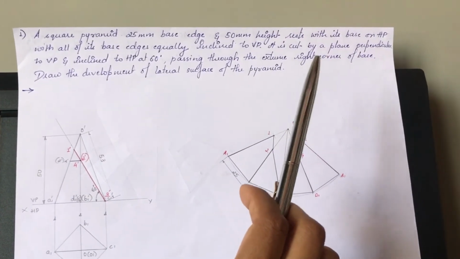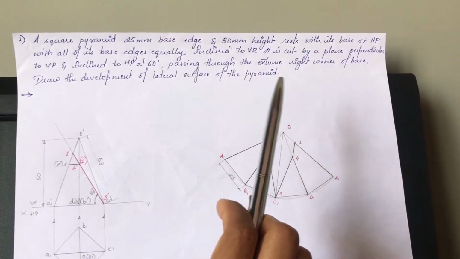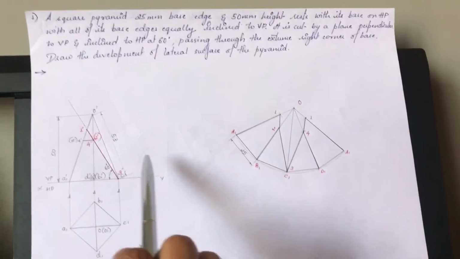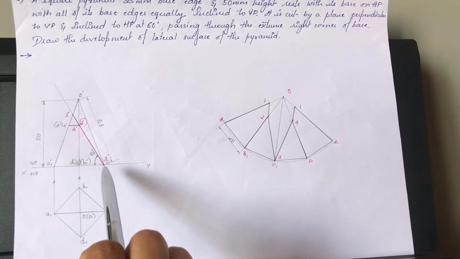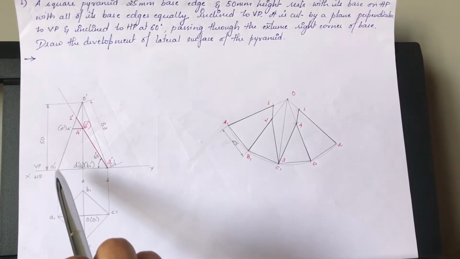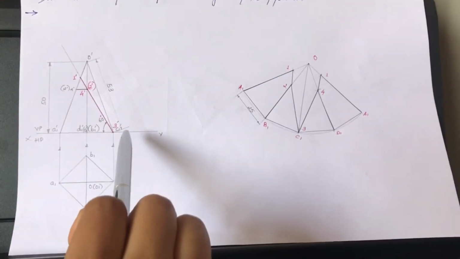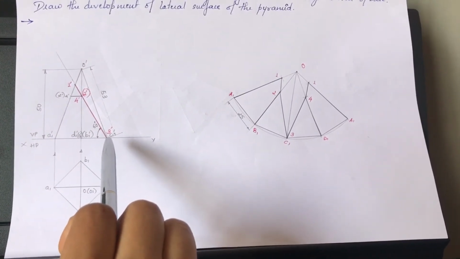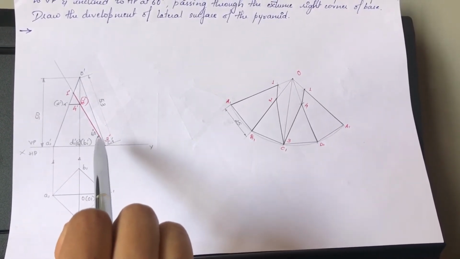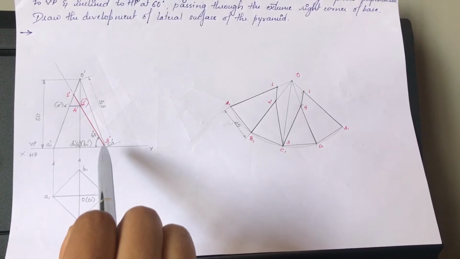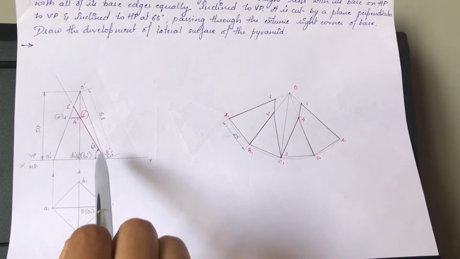It is said that it is cut by a plane that is perpendicular to VP, inclined to HP at 60 degrees, passing through the extreme right corner of the base. So there has to be a plane which passes by the extreme right corner of the base, that is this corner. It cannot be this corner because that is the extreme left corner of the base, whereas we want the sectioning to be done from the extreme right corner, such that the plane is inclined at an angle of 60 degrees. So you keep the protractor here with this as the center. You can get the angle inclined at 60 degrees, and then you have a plane.